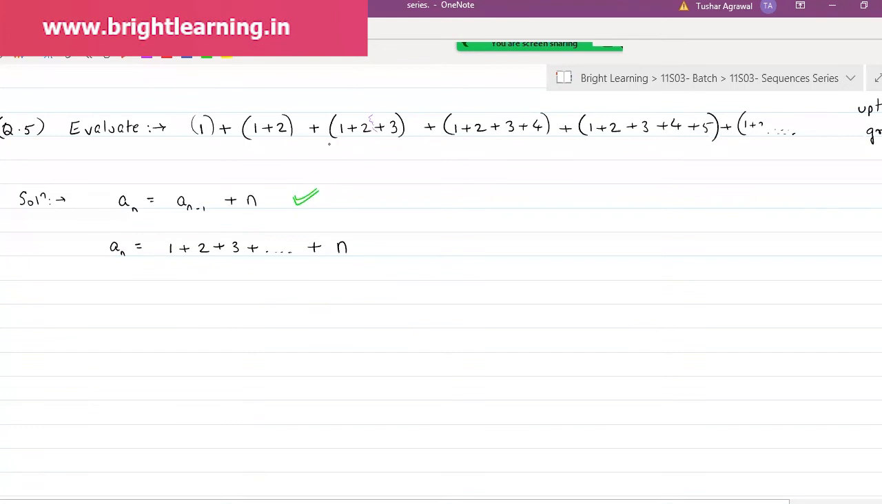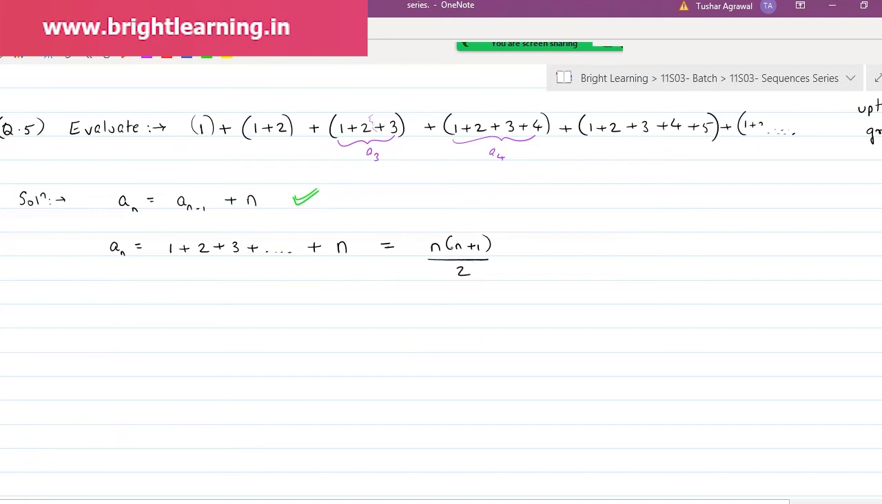Nth term, can you agree that if this is a3, then a3 is 1 plus 2 plus 3, this is a4, a4 is 1 2 3 4, a5 is 1 2 3 4 5. So the nth term an will be 1 plus 2 plus 3 plus 4 plus 5 up to n. And this sum I already know. This summation I already know. What is the summation? N into n plus 1 upon 2. Finish. The question is over.